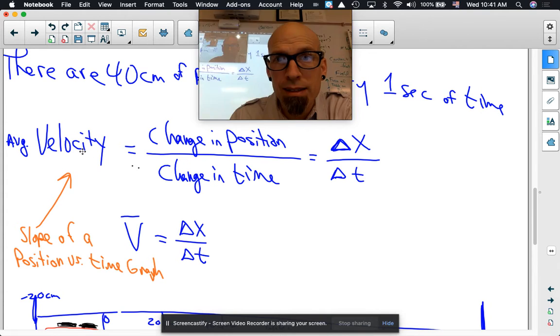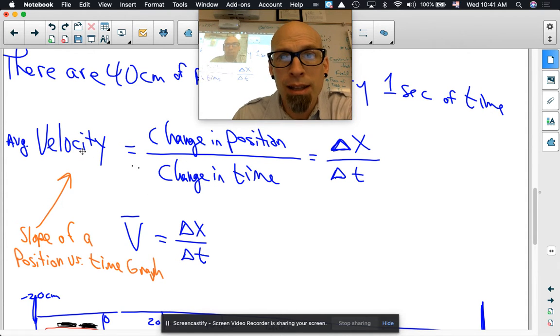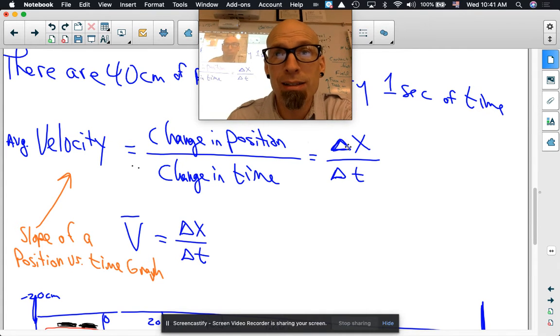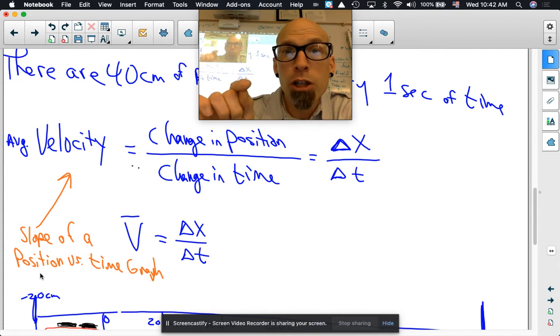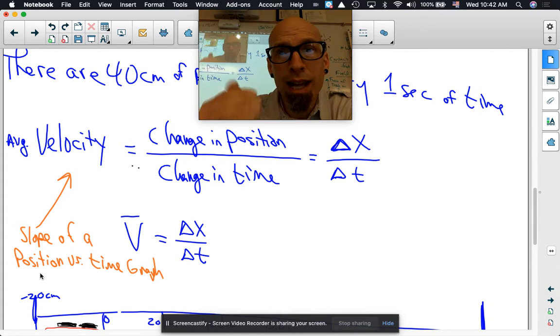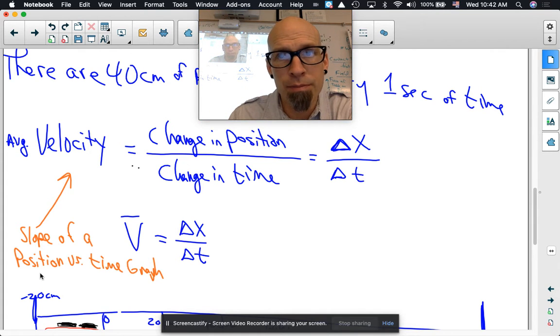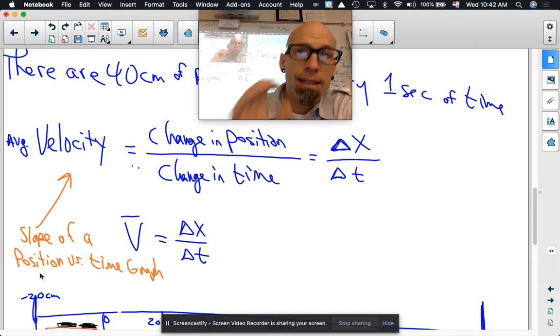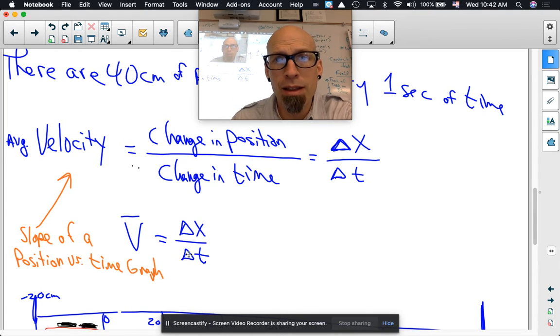So if someone asks me what velocity is, I'm telling them it is the change in position over the change in time, or the change in position per unit time. You could say it that way, or delta x over delta t. That is what velocity is, and that is the slope of a position time graph. That's what our slopes were for the lab, which were the velocities of our tumble buggies. Okay. Now, today in class, we talked about this.